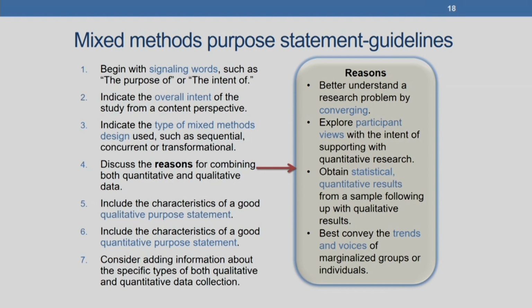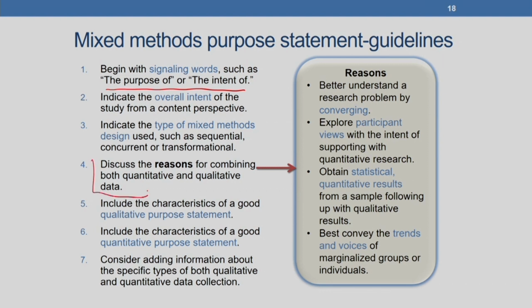So, always begin with signaling words such as the purpose of or the intent of. The intent of the researcher must be made very clear in the proposal, and therefore, the use of signaling words is very important. Indicate the overall intent of the study from a content perspective. Indicate the type of mixed methods design that we have just discussed, that must be mentioned: sequential, concurrent or transformational. Discuss the reasons for combining both quantitative and qualitative data.